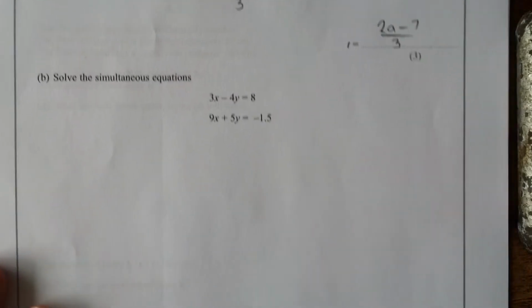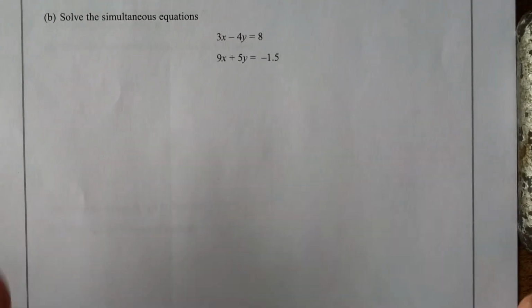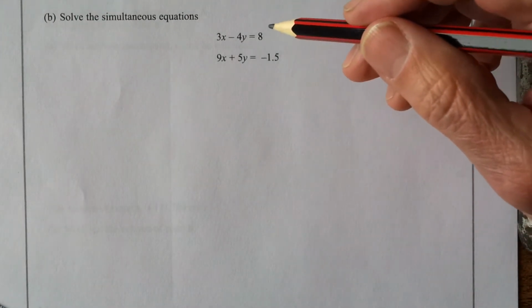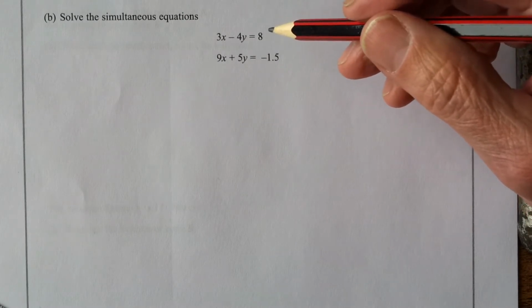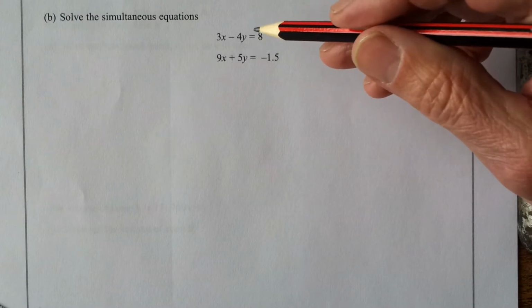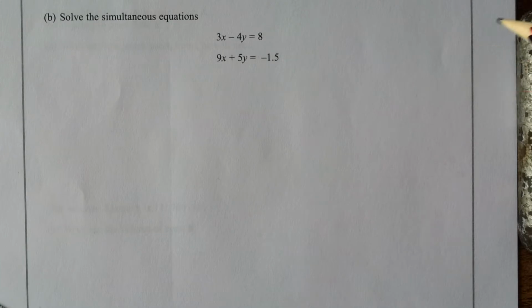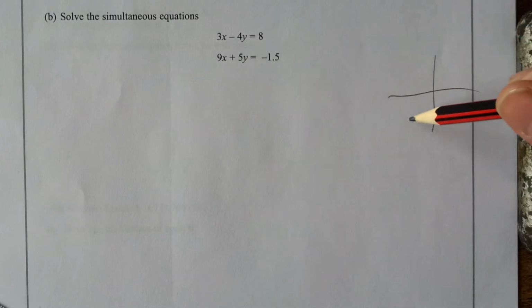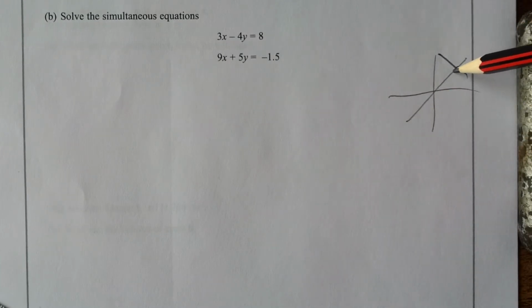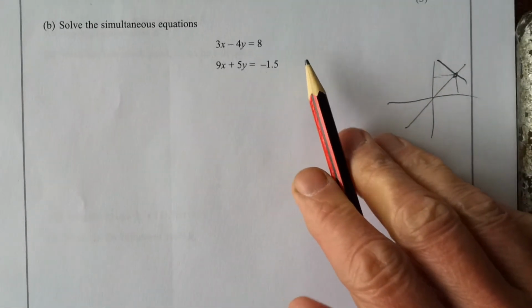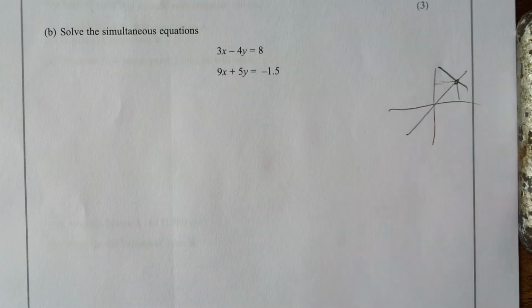Right, for part B we've got some simultaneous equations here. 3x minus 4y equals 8, 9x plus 5y equals minus 1.5. And solving them means we need to find out what x and y are. If we had a graph, you get a graph like this, and where the lines cross means the x and y values are the same for the two graphs. So we have one graph here, one graph there, and they're going to cross at the same point, and we need to find that point where they cross.